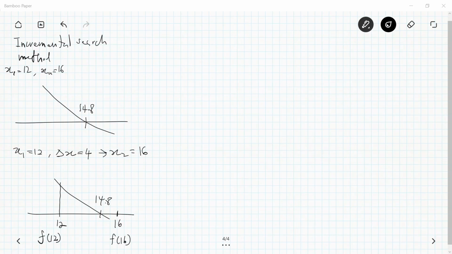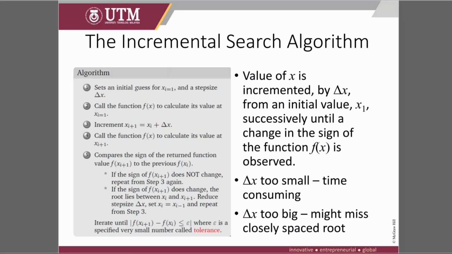Okay, so let's look at the algorithm again. It says here to set an initial guess for x_i equal to 1 and a step size of delta x. Call the function f(x) to calculate its value at x equal to 1. So we know it's a positive number. Okay, increment, then this one is 12. Sorry, this is 16, because this is 12 plus 4. Then call the function f(x) to calculate its value at the second point. Compare the sign and return the function value to the previous x_i.